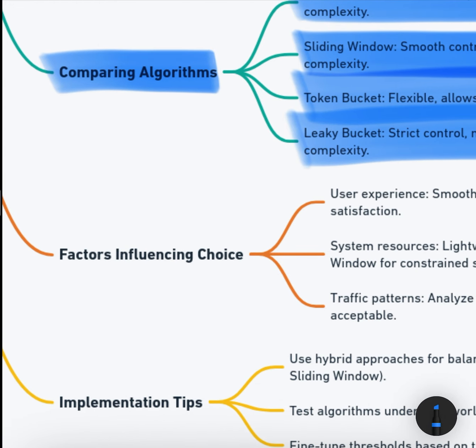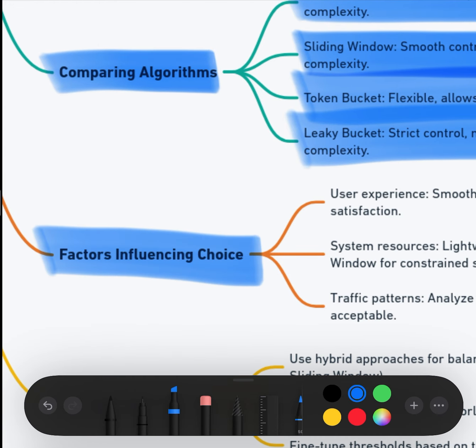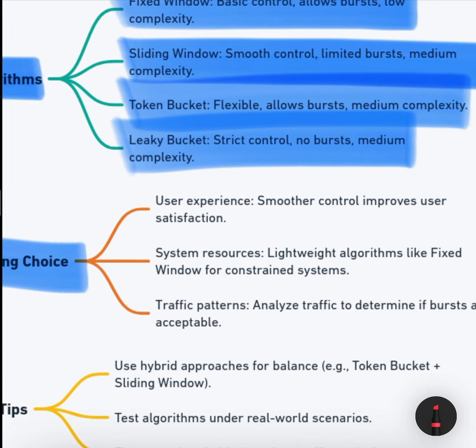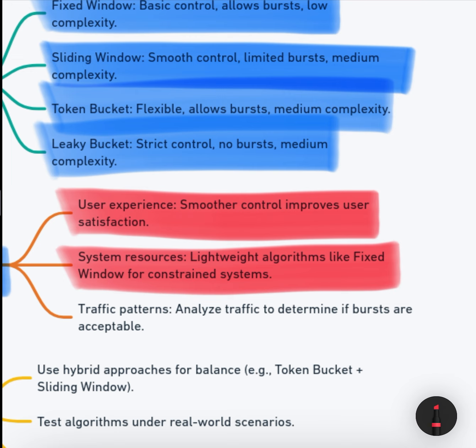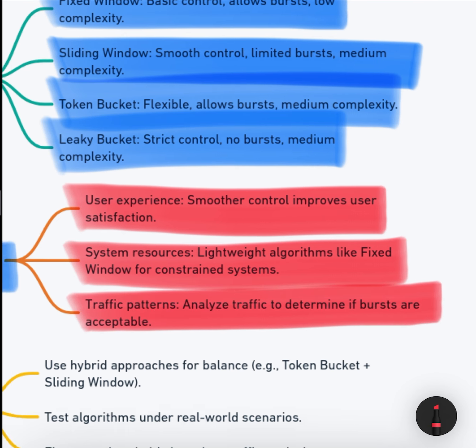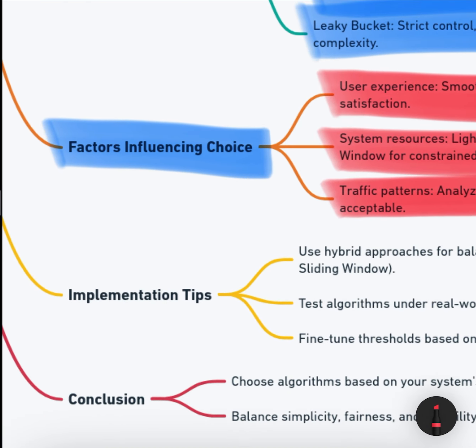4. Factors influencing algorithm choice. User experience: token and sliding window algorithms provide smoother user experiences by allowing bursts or avoiding sudden blocks. System resources: fixed window is lightweight and suitable for resource-constrained systems, while others may require additional processing. Traffic patterns: analyze your traffic to determine if bursts are acceptable or if a consistent flow is critical.